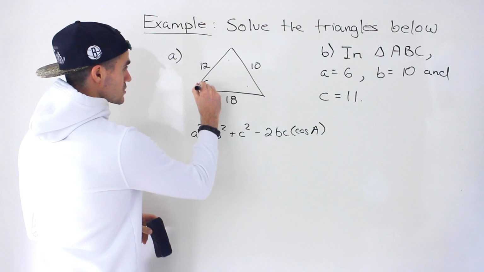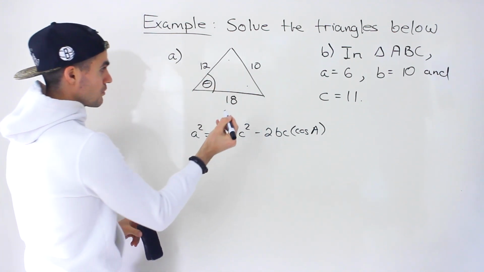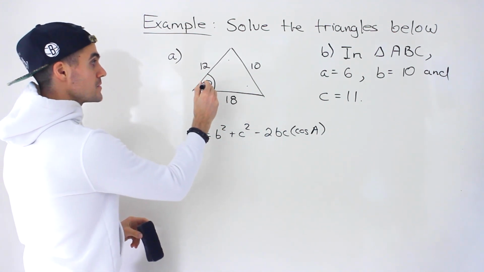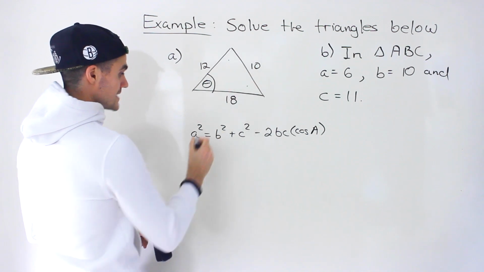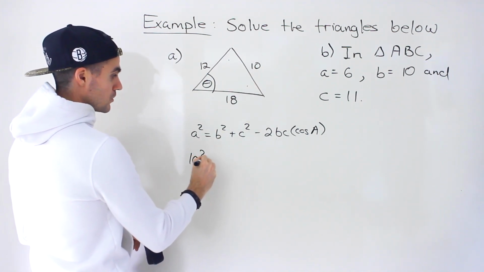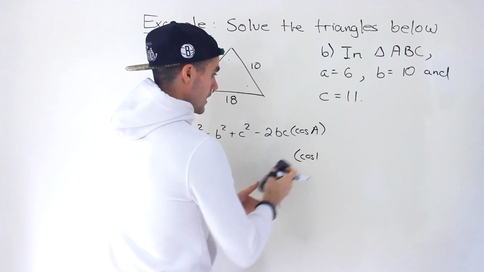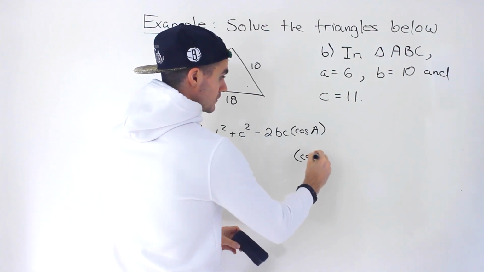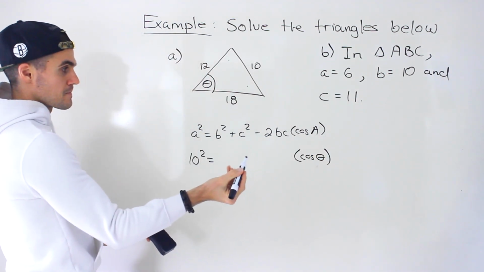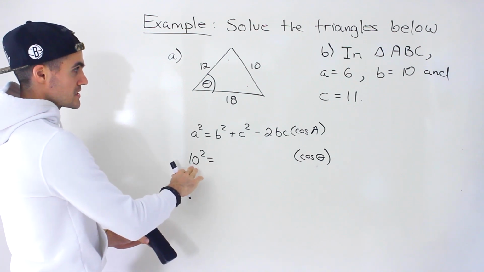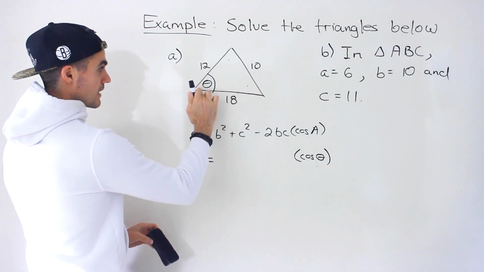Let's say we want to solve for this angle. We'll call it theta. Well, what's the opposite side to that angle? It's the 10. So the 10 would have to go here. And then this here would be the cos theta that we are solving, like that. Right? This would be the opposite side to the angle we're solving.